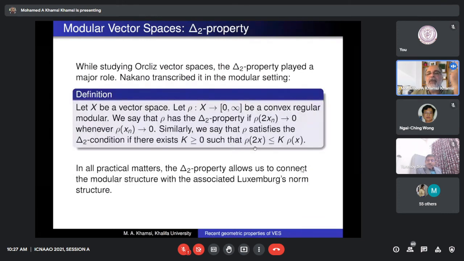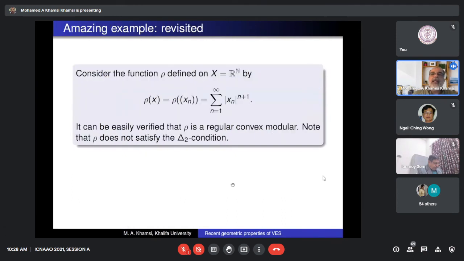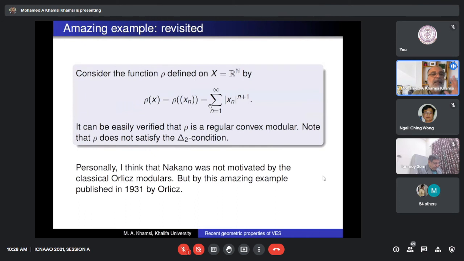So remember I just said rho of 2x and rho of x, and people quickly saw, including Nakano, that the central concept for the study of modular vector spaces is what's known as the delta 2 condition. You have different types, but they all fall under the same idea, which is that rho of 2x is controlled by rho of x in some way. And if you go back here to our example now, I'm going to stop right here.